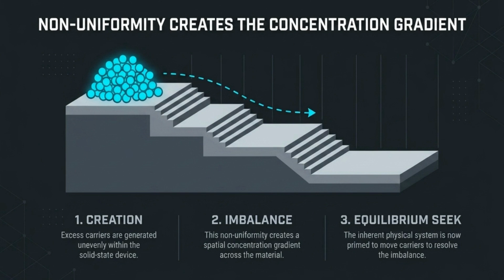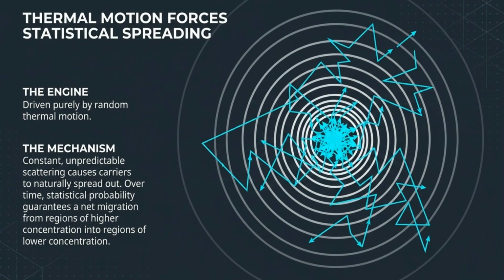This imbalance creates a spatial concentration gradient across the material, which the physical system then works to resolve by moving carriers to seek equilibrium. Diffusion is purely driven by random thermal motion. Constant, unpredictable scattering causes carriers to naturally spread out. Over time, statistical probability guarantees a net migration from regions of higher concentration into regions of lower concentration.